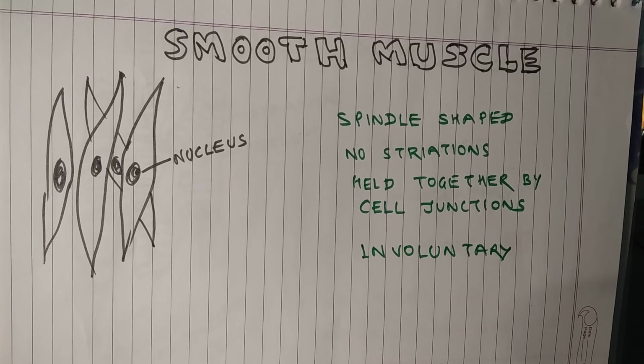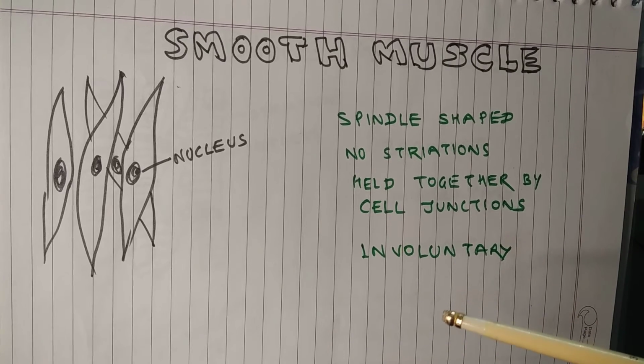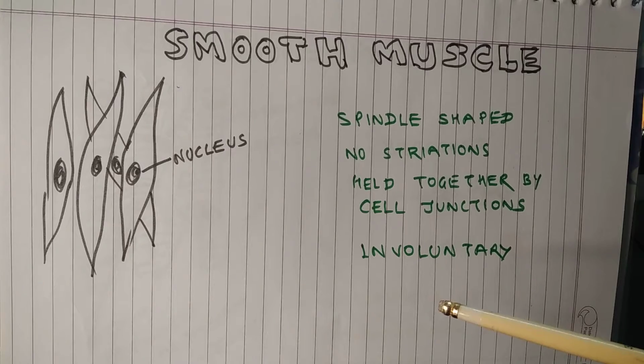So for example, whatever movement happens in the small intestine, it happens without our control. It is involuntary. Or say some movement happens in kidneys, this happens involuntarily.